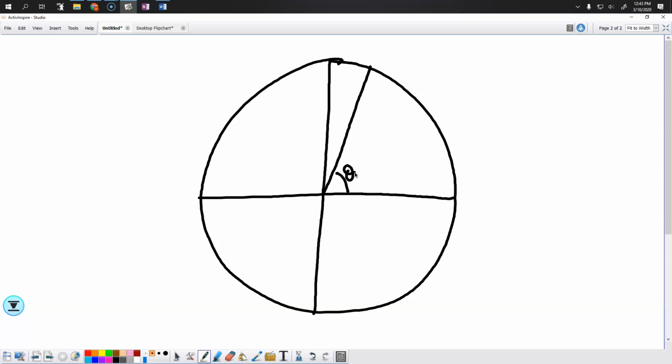So how long is this line? This is the radius of a unit circle. What's the radius? Okay, the radius of a unit circle is 1.